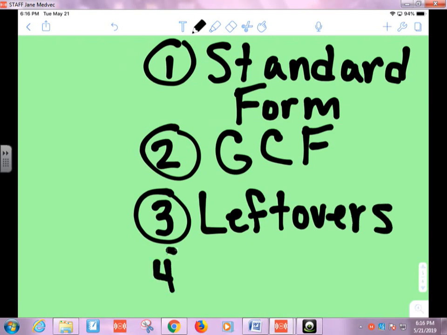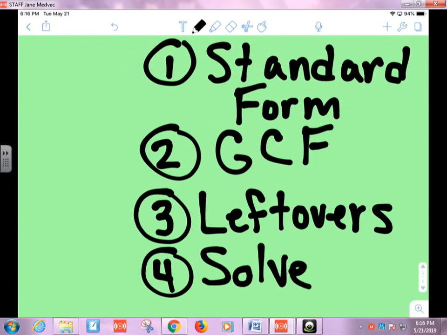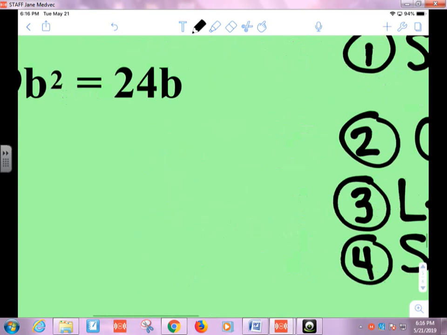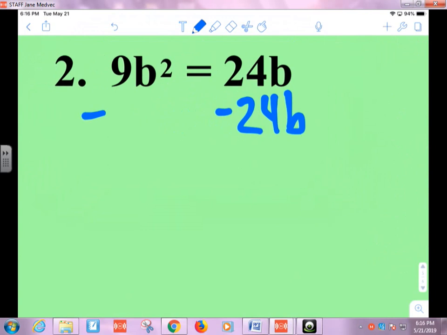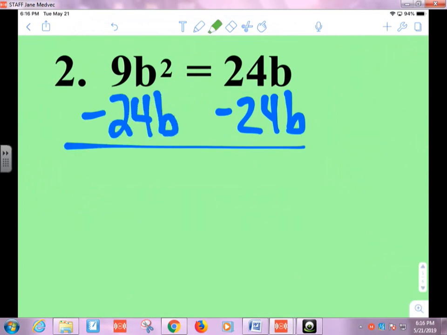And then the fourth step is to solve. So those are your 4 steps, and that'll help you solve those problems. So first of all, if I take a look at this problem, you're going to notice that it is not in standard form. So what we're going to do is subtract 24b. And the reason why we're subtracting 24b is because this 9 right here is our line leader, and again, we don't want that to be negative. We want that to be positive.